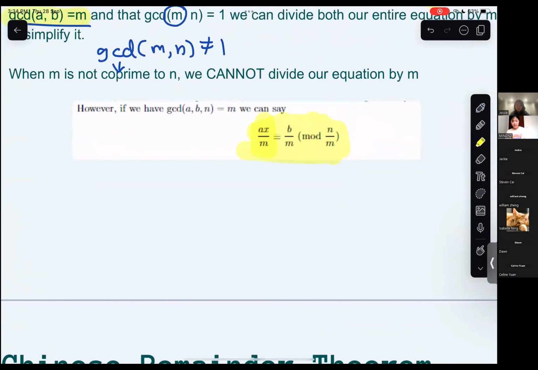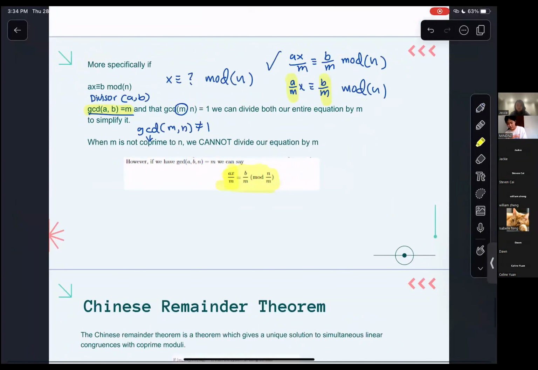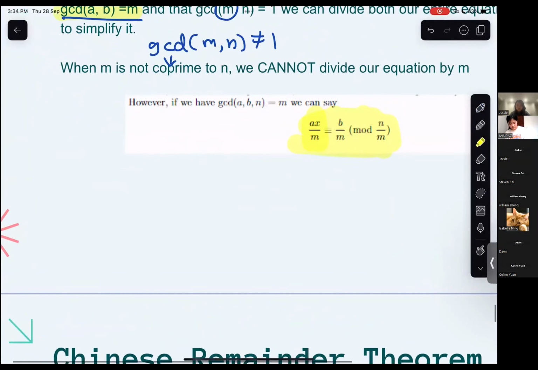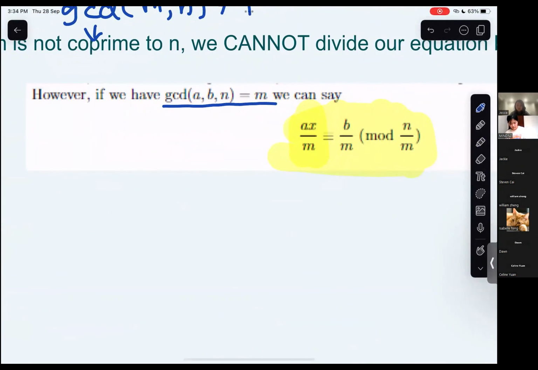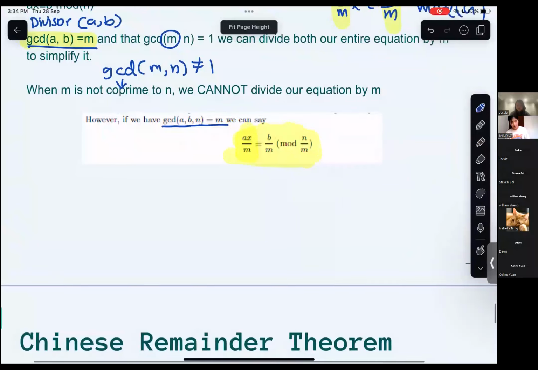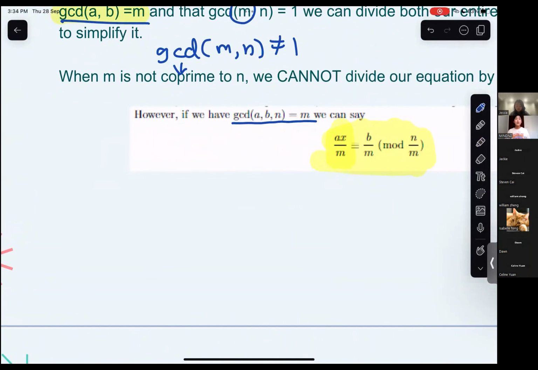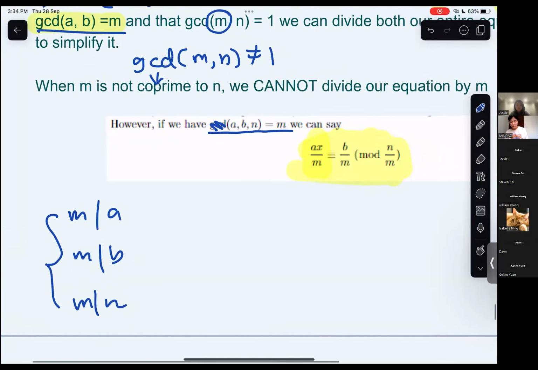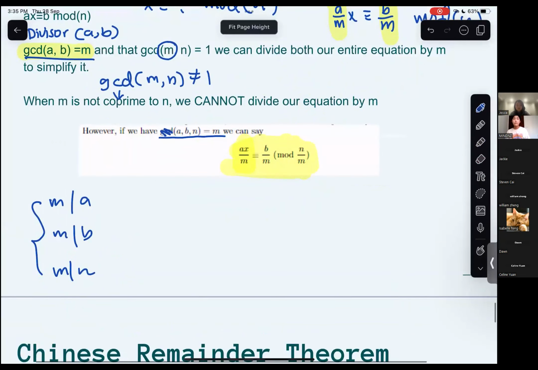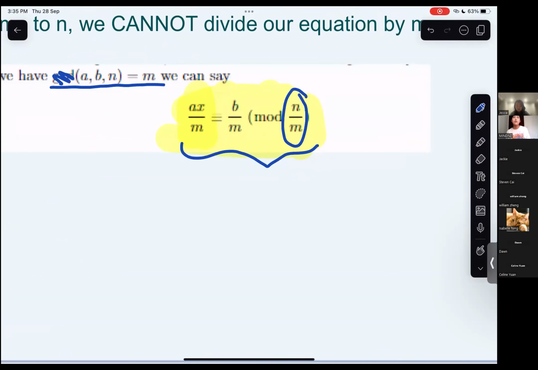Right? And this just means that the common divisor of a, b, and n is equal to m. It doesn't necessarily have to be the greatest common divisor. It just means that m has to divide into a, m has to divide into b, and m has to divide into n. Right? And that's an important condition. And this is still true. But what's important here is that we're no longer in mod n, we're in mod n divided by m. So that's quite important.